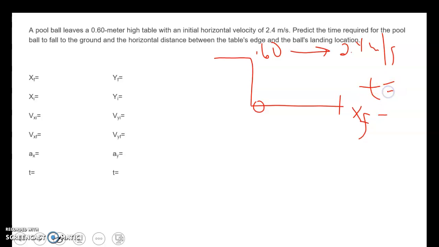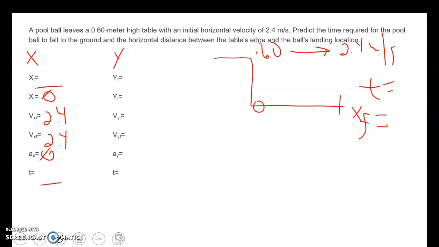Okay, and now I just look at what I know. Remember, I have to break it up into x and y. So in the x, initial position is 0. My final position, that's what I'm solving for. Initial x velocity is 2.4. Since my acceleration is 0, my final velocity in x is also 2.4, and I don't know time. So these are the two things I'm going to be solving for in the long run.